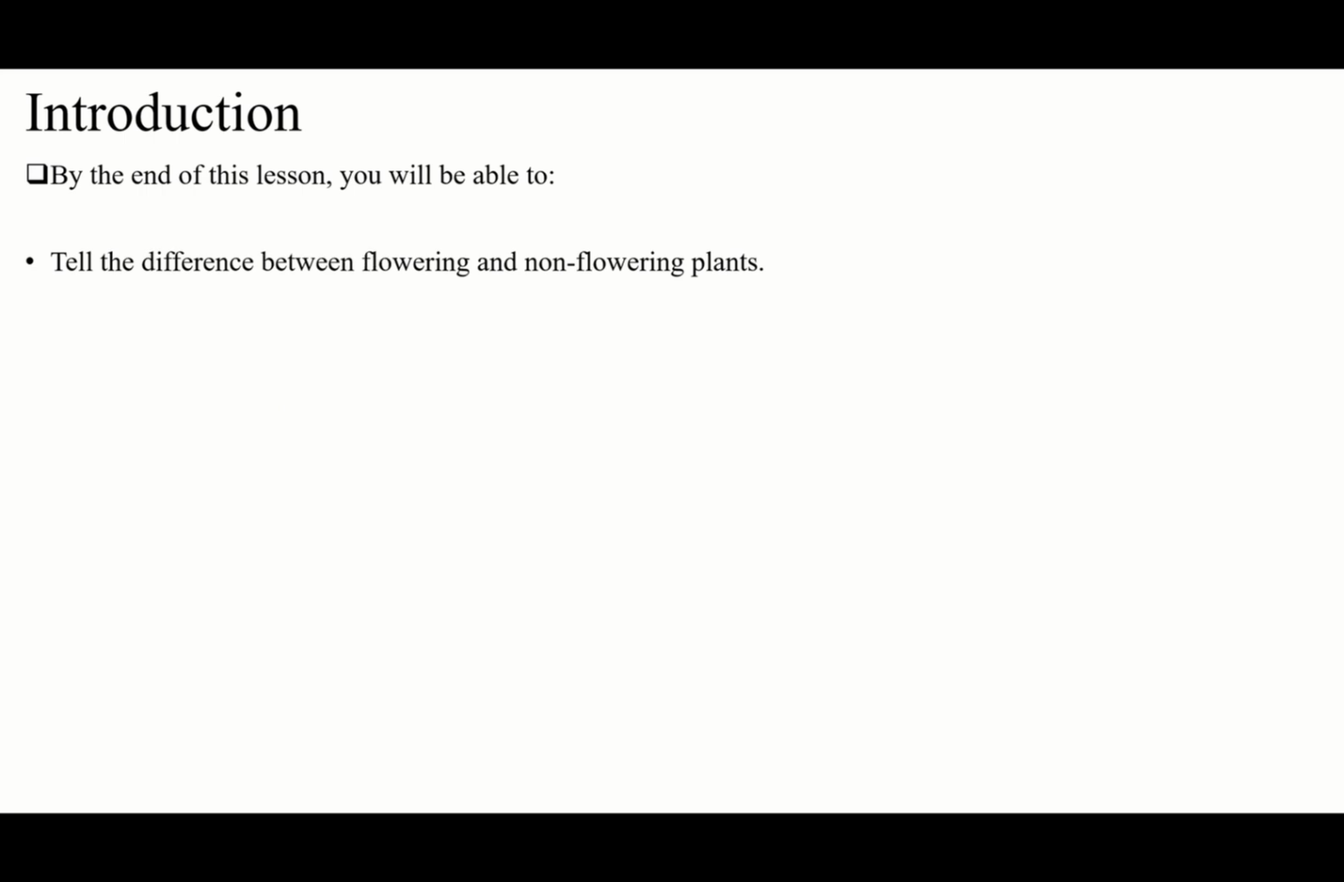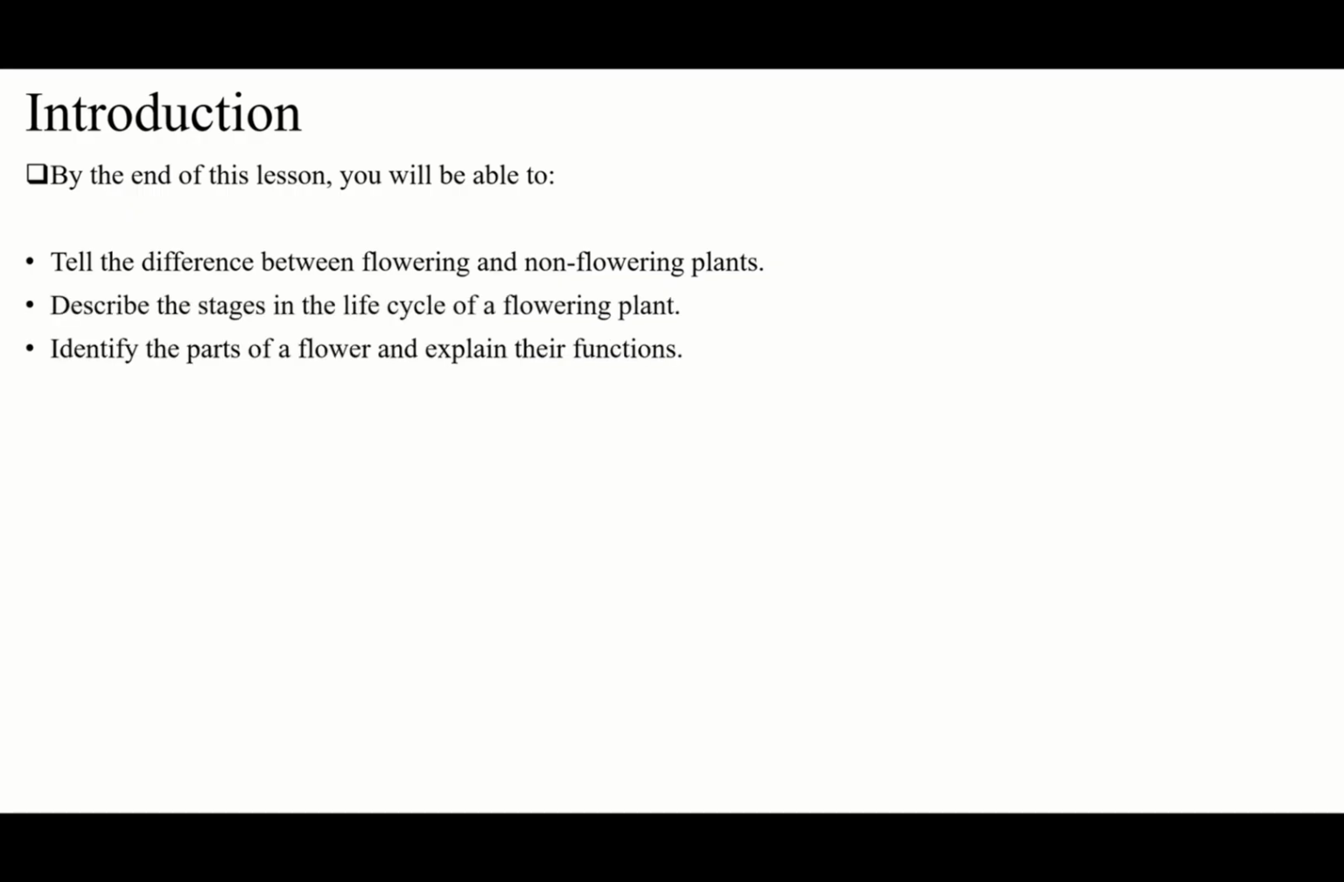Tell the difference between flowering and non-flowering plants, and describe the stages in the life cycle of flowering plants. Identify the parts of the flower and explain their functions. Observe and draw a flower carefully. When you say carefully, it means we can draw a flower with all the parts of the flower. We know all the parts. We will learn all of them, inshallah.